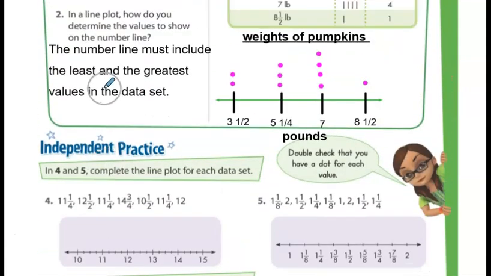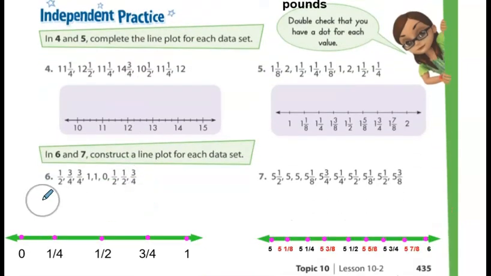And we talked about up top that you want to make sure that you're including the least and the greatest values. And then I noticed that I have these 4s on the bottom of my denominator. So 3/4 tells me that I need to break this up into 4 equal sections. And I know that 1/2 is equivalent to 2/4. So I broke it into 1/4, 2/4, or 1/2, and then 3/4.